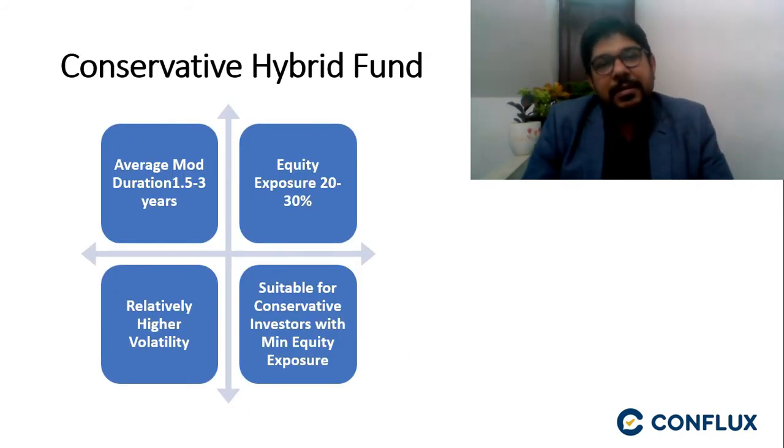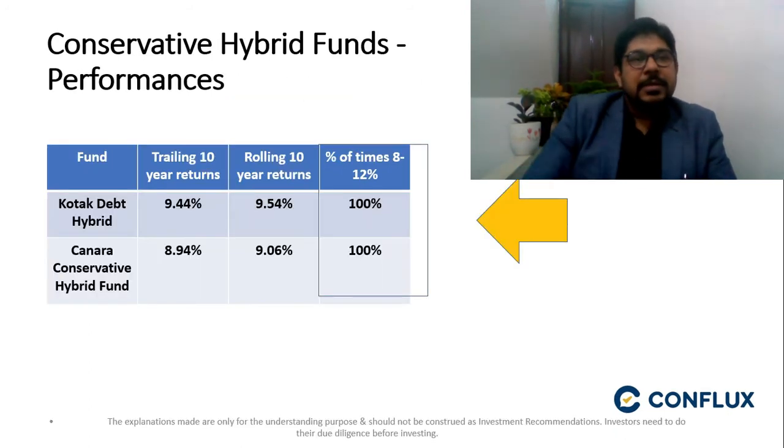Under this category, there is a small allocation of equity in the range of 20 to 30%, and the debt allocation has a modified duration of between 1.5 to 3 odd years. Essentially this category is suitable for people with a conservative risk appetite who are pretty okay with an exposure of around 20 odd percent, which also means there will be relatively higher volatility compared to debt mutual funds.